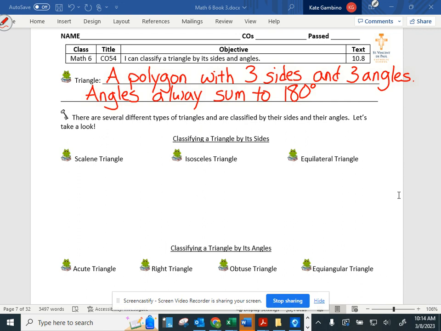So there are several different types of triangles, and we can classify them by their sides. There are certain words we use for sides of triangles, and there are certain terms for the angles. So there are two different ways to classify triangles. And we need to know those different names, whether they're sides or angles that we use those names. So I'm going to move up so we can see better.